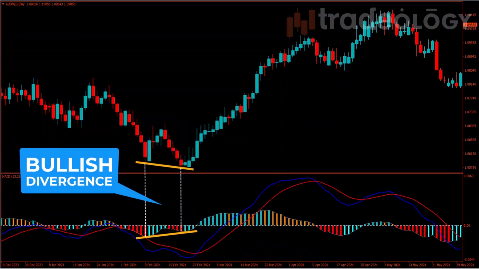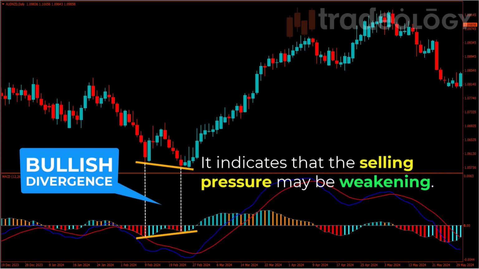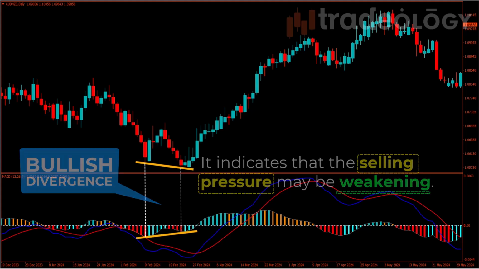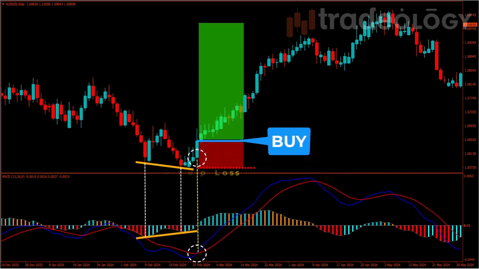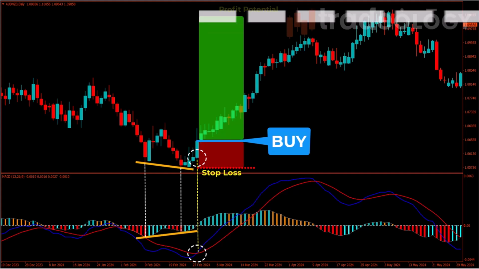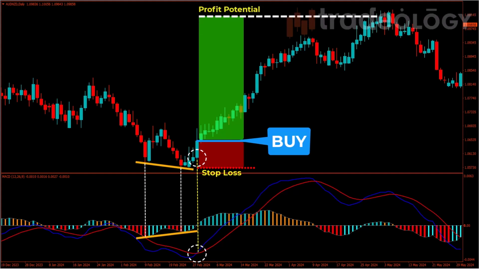And what does that mean? It usually means sellers are running out of steam and the price could be gearing up to flip upward. In fact, right after this exact setup, the market often blasts higher, proving just how insanely effective this signal can be. Now, if you're totally new to divergence, don't worry. I've got an entire video that breaks it down step by step, so you'll master it in no time. But here's why this is such a game changer. Once you know how to spot and read divergence, your trading strategy levels up fast.